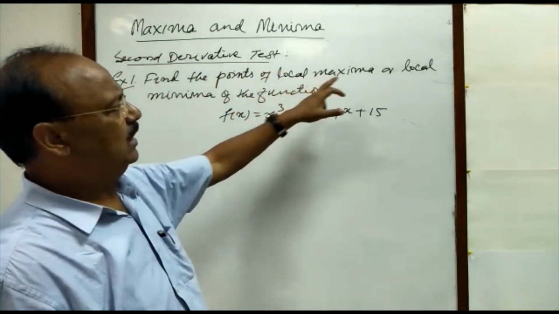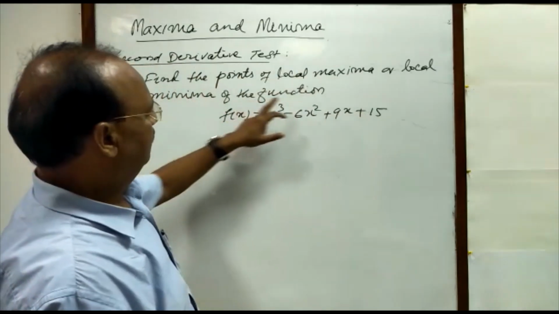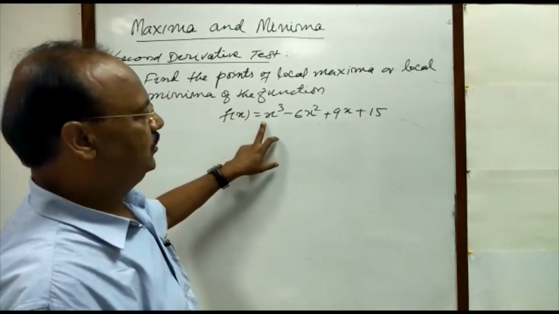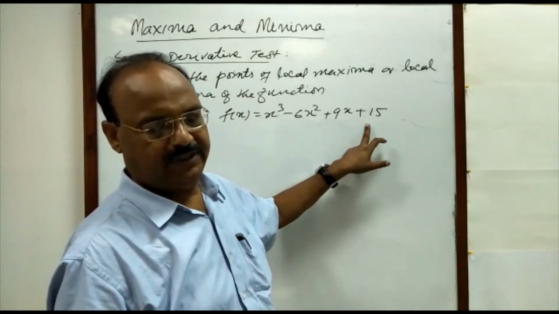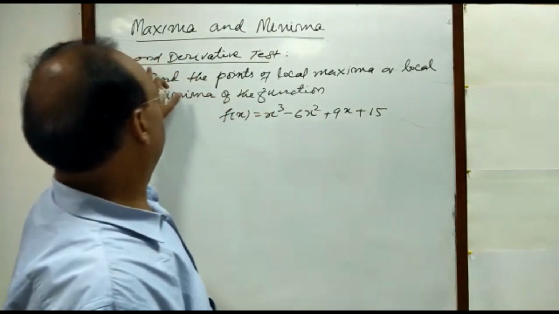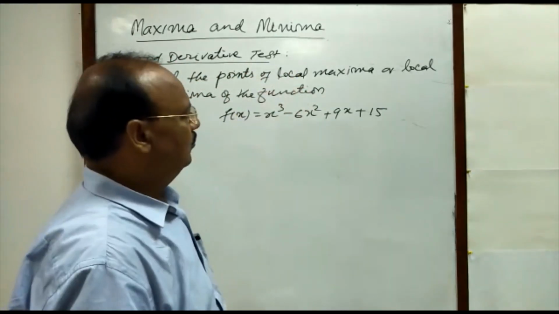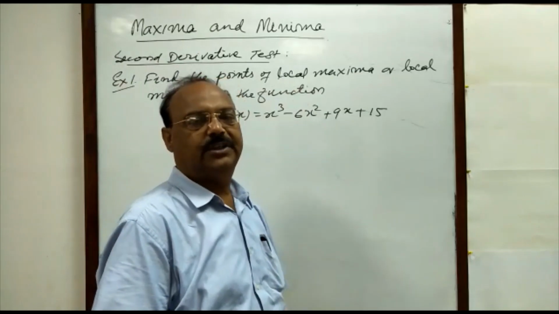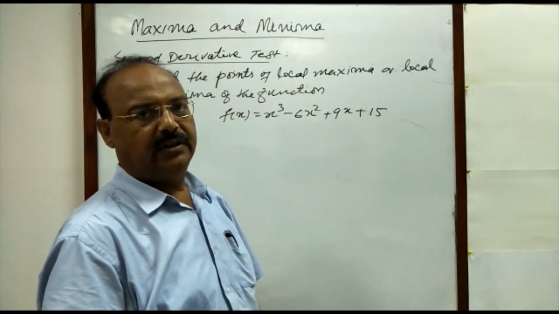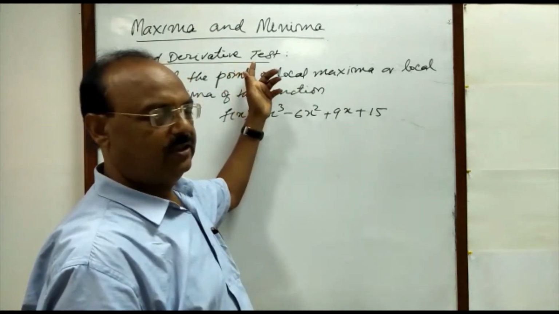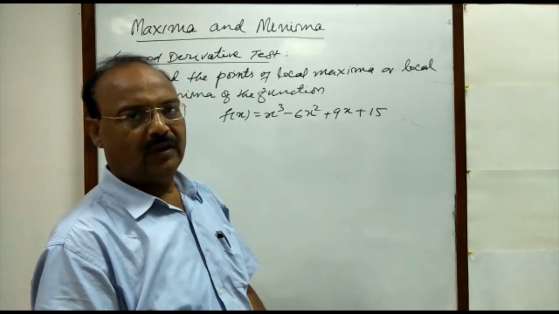Find the points of local maxima or local minima of the function f(x) is equal to x cube minus 6x square plus 9x plus 15. And we have to use here second derivative test. So let us see what is the characteristic of second derivative test here and what are the steps for using second derivative test for getting maxima or minima of the given function.